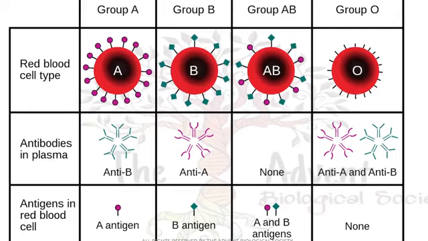If B antigen is present, then anti-A antibody is present in the plasma. If both A and B antigens are present, no antibodies will be present in the plasma. If no antigens are present, then anti-A and anti-B antibodies are present. So please remember this.